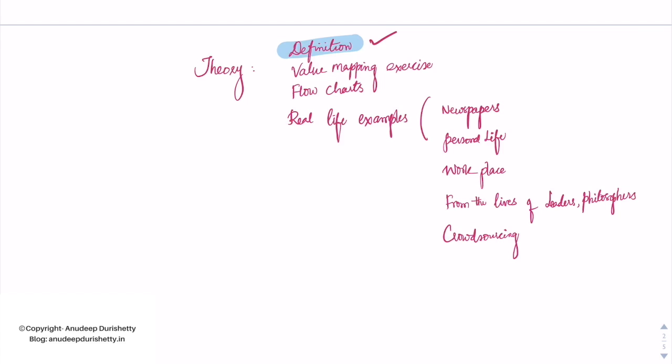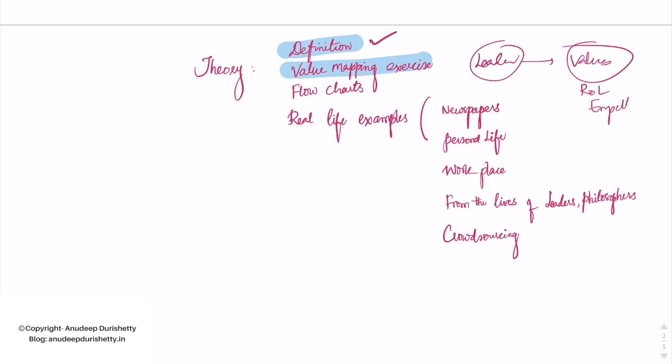Second, do a value mapping exercise. What do I mean by this? In this exercise, you map a particular leader and the values that they stood for. So, for example, for Baba Saheb Ambedkar, you can say he stood for values such as social justice, rule of law, empathy, human rights, etc.